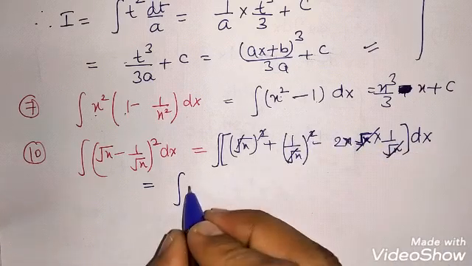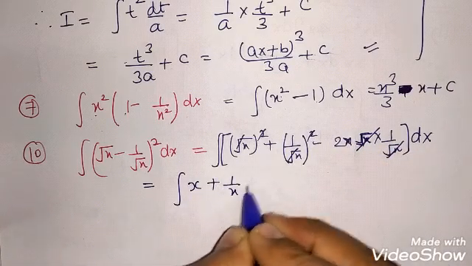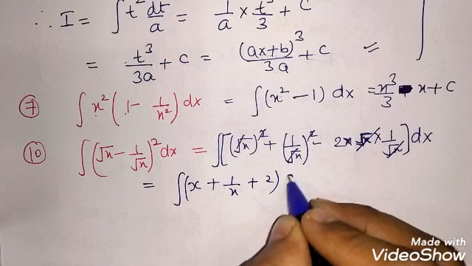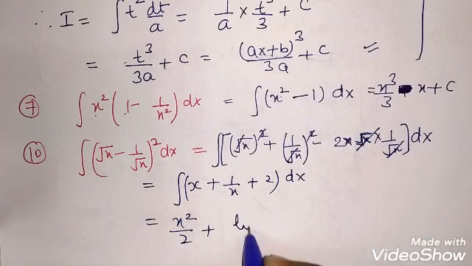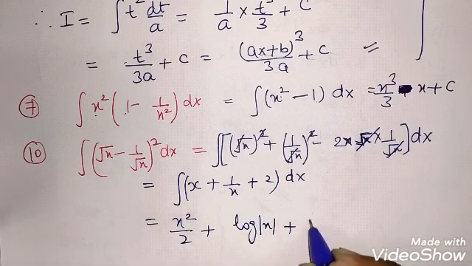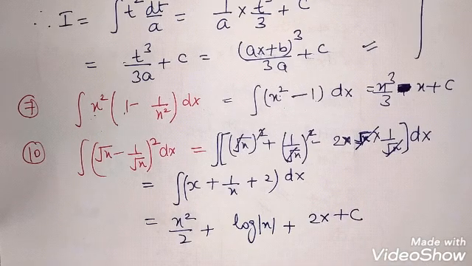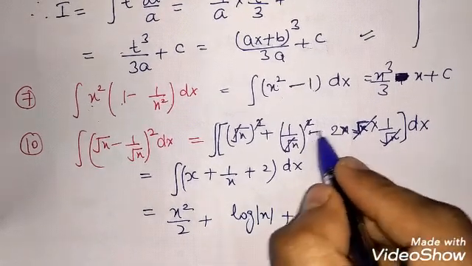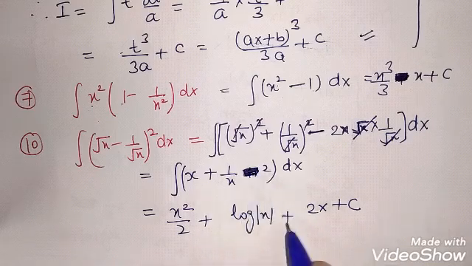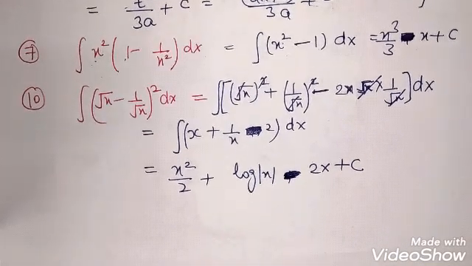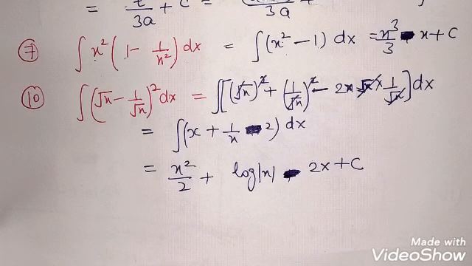Now you are quite able to solve. This is x square by 2 plus log of mod x, and sorry, it's minus 2ab, so this is minus. This is again minus 2x plus c. Example number 10 is done. 11th is separate. 12th same.